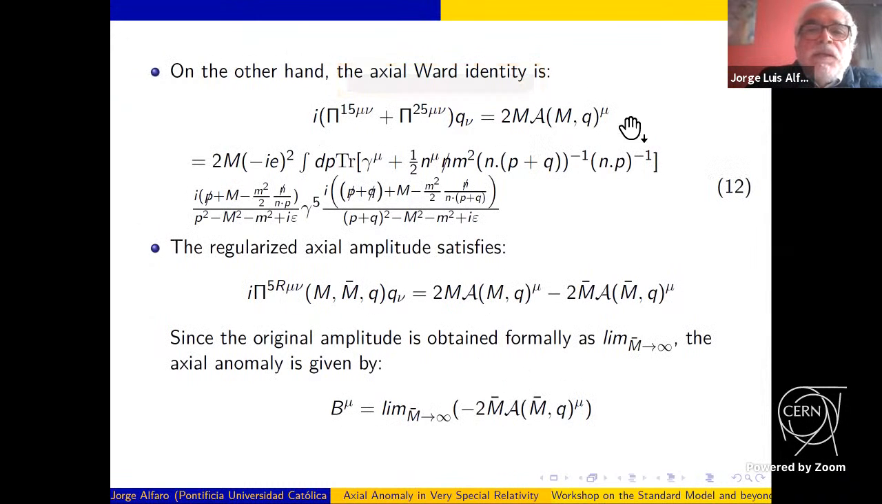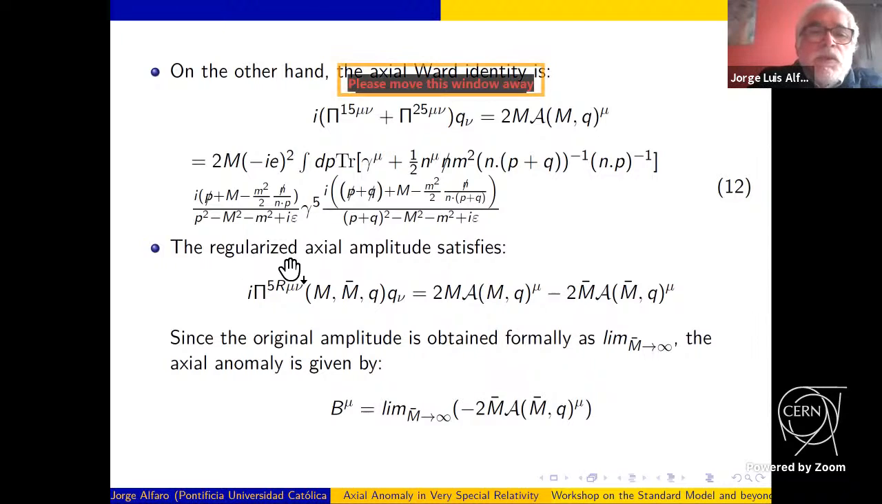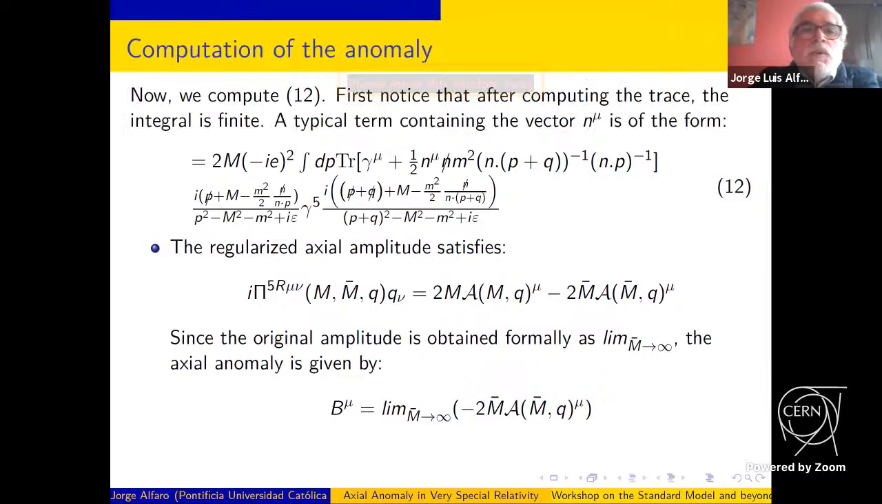For the axial Ward identity, we get this expression here. And that means that the regularized axial amplitude satisfies this relation here. Since we recover the standard, or the unregularized, amplitude by taking the limit m bar going to infinity, the anomaly is obtained from this expression here. So the anomaly is this part, and is obtained taking the limit m going to infinity, m bar going to infinity. So we compute that.